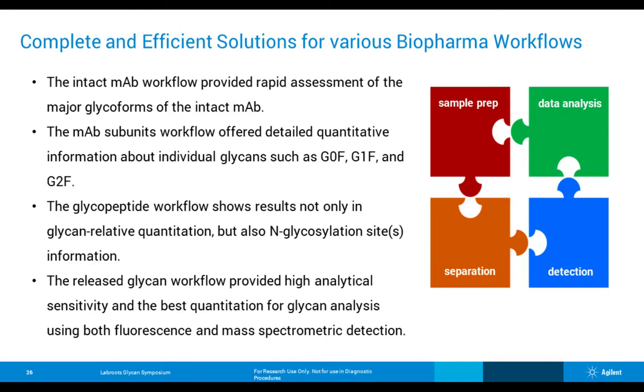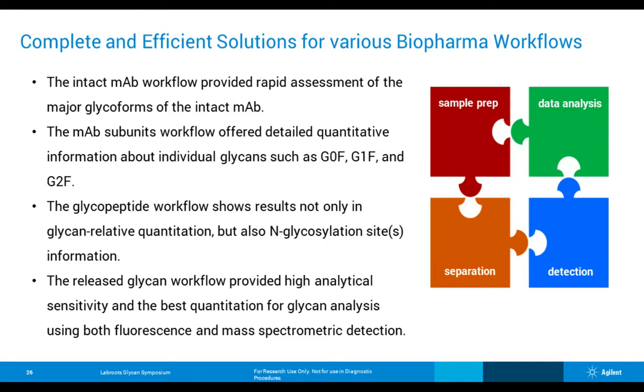Okay, good to know. Next, can you detect the minor glycoforms in the intact monoclonal antibody and monoclonal antibody subunit workflows? Not really. We can detect some minor glycoforms, such as the G0F plus G1F minus GlcNAc. To detect more glycans, it's better to run the released glycan workflow.